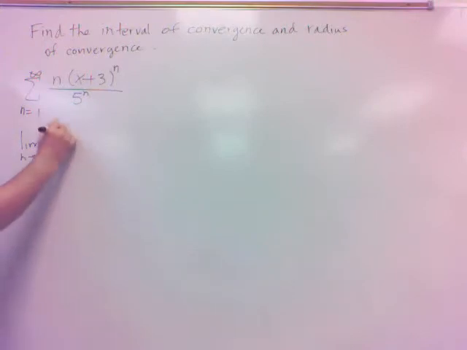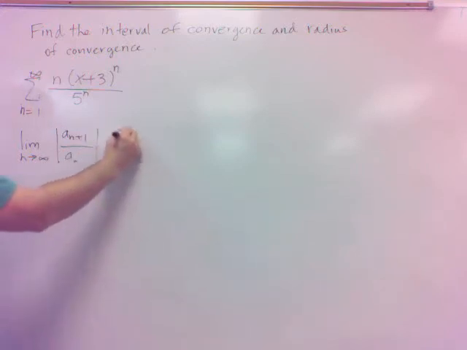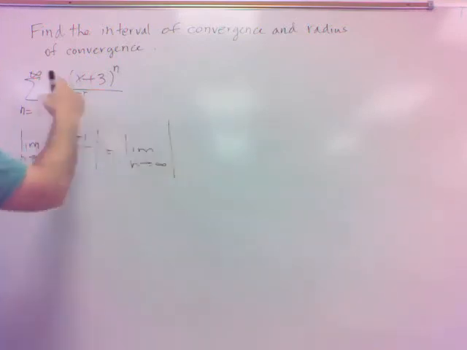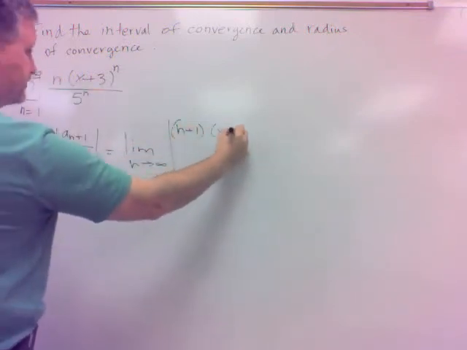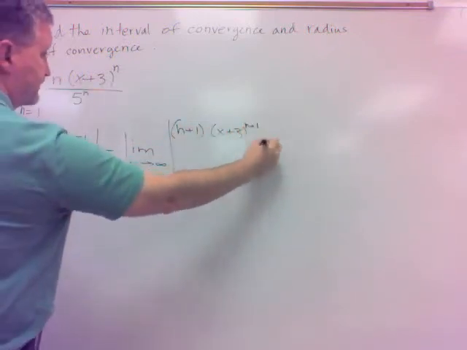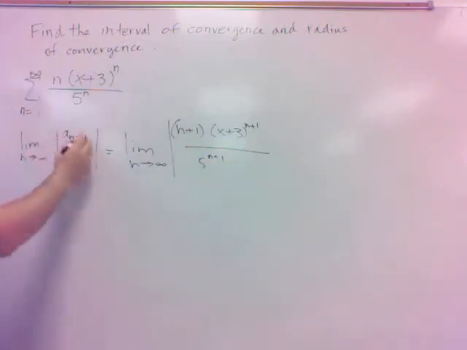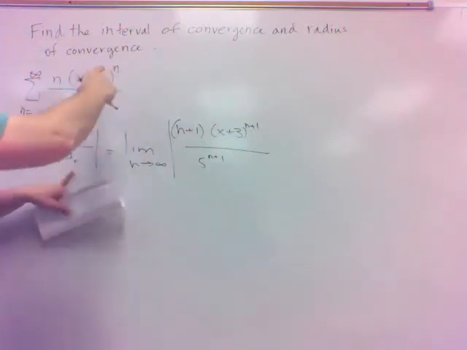goes to infinity of the a sub n plus 1 term divided by a sub n terms. So what is that here in this case? Well, I'm seeing it's going to be n plus 1 times x plus 3 to the n plus 1 divided by 5 to the n plus 1. That's a sub n plus 1. But divide that by a sub n, so that's going to be times the reciprocal.